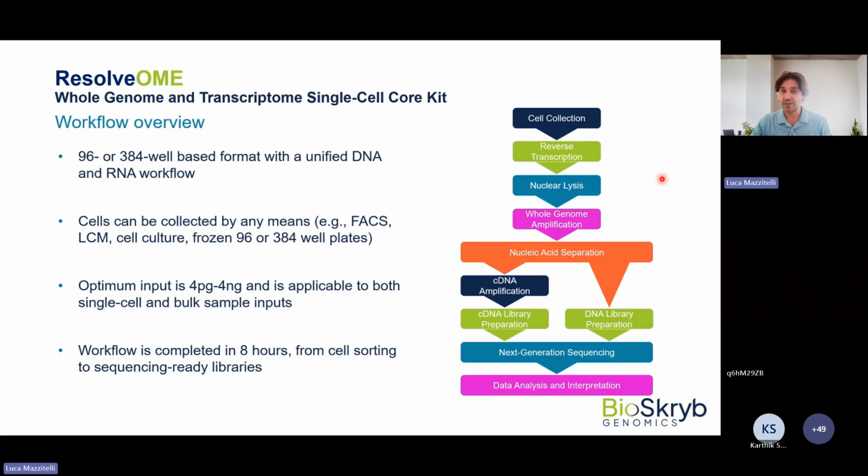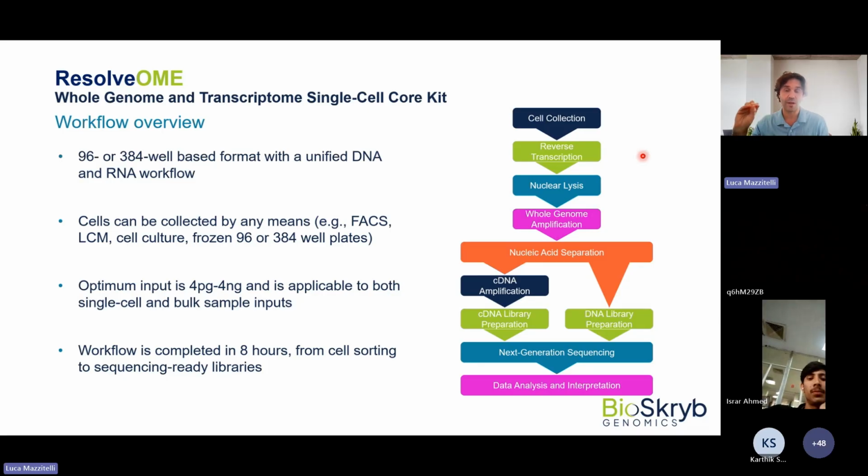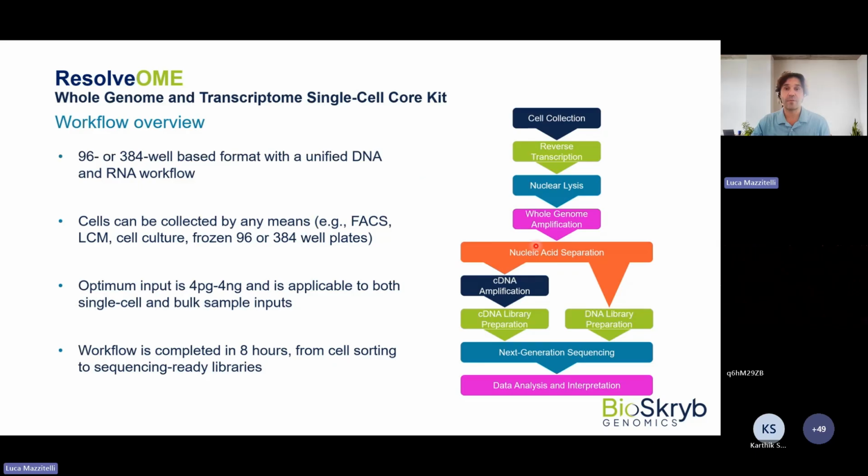First step is a reverse transcription based on oligo-DT, so you can capture the mature messenger RNA. And then after the nuclear lysis, you can perform the whole genome amplification based on PTA. So from the same individual cell in the same well, you have the genome and the transcriptome, so the cDNA and the genomic DNA.